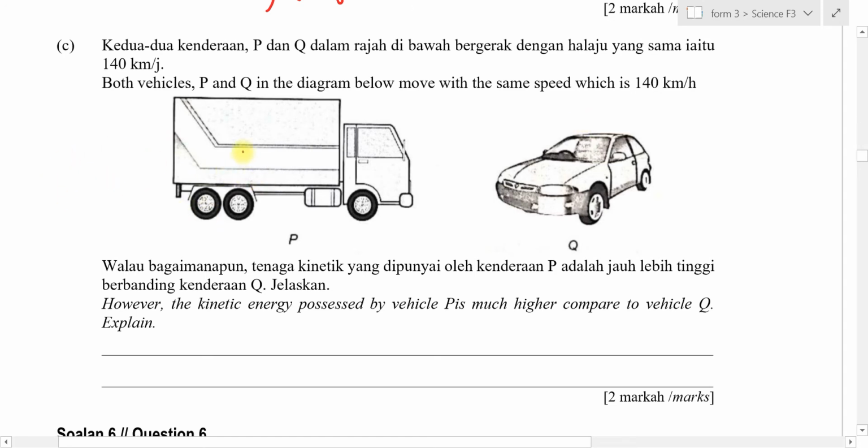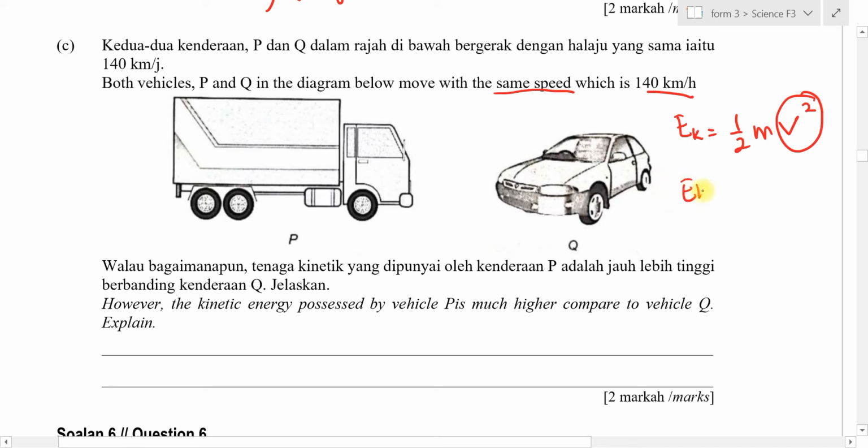Now, both vehicles P and Q in the diagram below move with the same speed. They already tell us they move with the same speed, that is 140 kilometers per hour. However, the kinetic energy possessed by vehicle P, that is the lorry or truck, is much higher compared to vehicle Q. Explain. Again, look at the formula, half mv square. They already tell us the velocity is the same, so don't bother with the velocity. We look at the energy and the mass.